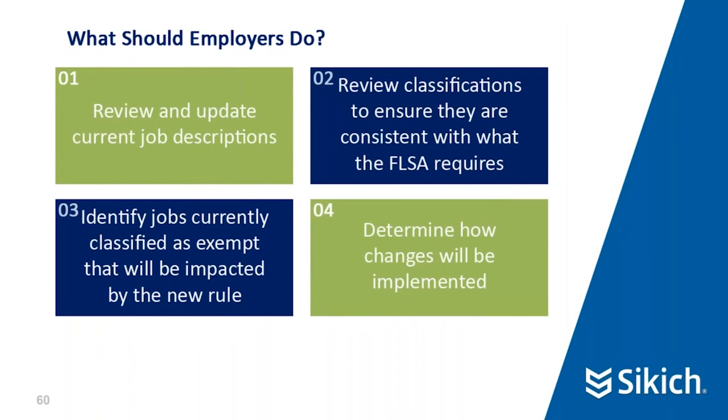So what should you do as an employer? The first recommendation we have, you would want to review and update your current job descriptions to make sure that you're hitting your job duties and that you're capturing exactly what those positions are doing. Jobs change over time, so you want to make sure that you're keeping them current. You want to review your classifications to ensure that they're consistent with the FLSA requirements, and identify the jobs currently classified as exempt to see how they will be impacted by the new law. Okay, and then you want to determine how those changes will be implemented.